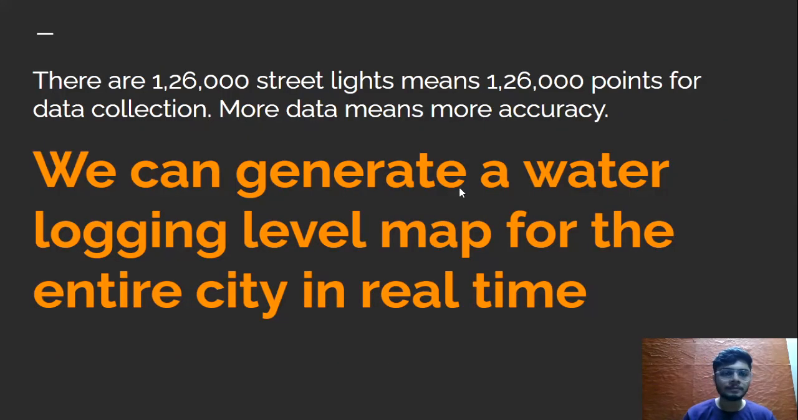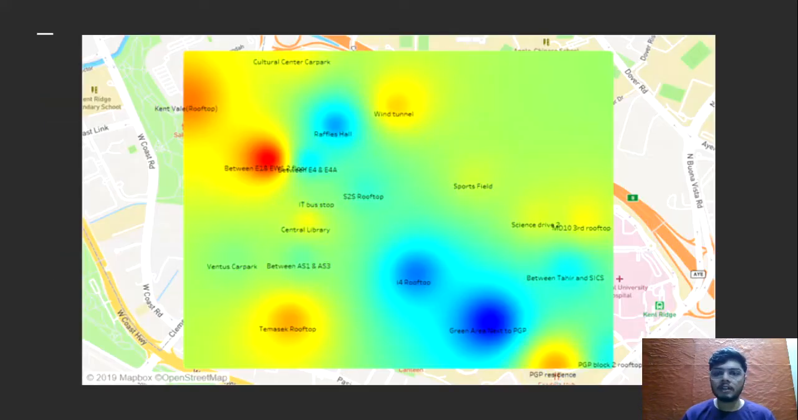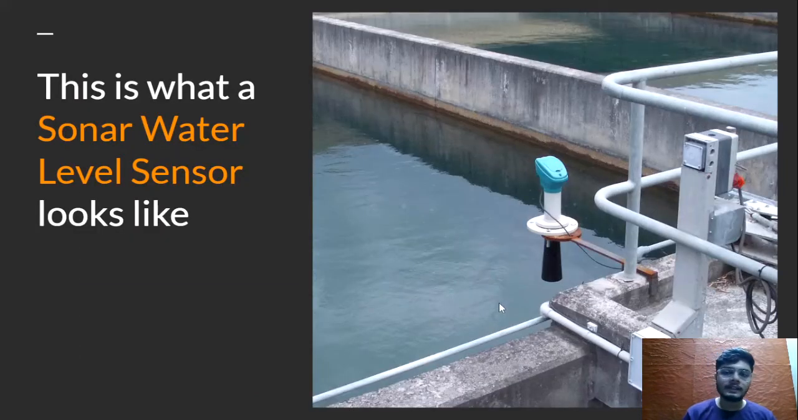So there are 1,26,000 streetlights, which means we can have 1,26,000 points for data collection. More data means we can have more accuracy. So with this data, with the help of streetlights, we can generate a water logging level map for the entire city in real time. If you know what a heat map is, this is called a heat map. We can generate a similar kind of map where the red zones are heavily logged areas, and the blue zones are where there is negligible water. And this is a sonar sensor. You might have seen it in a dam if you have visited one.